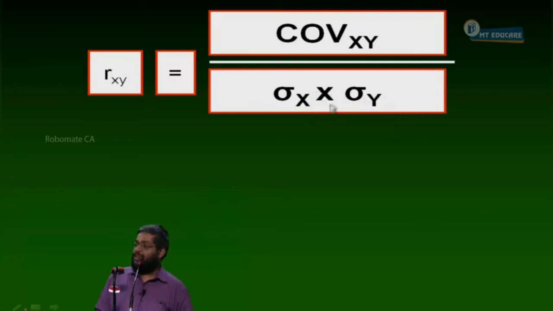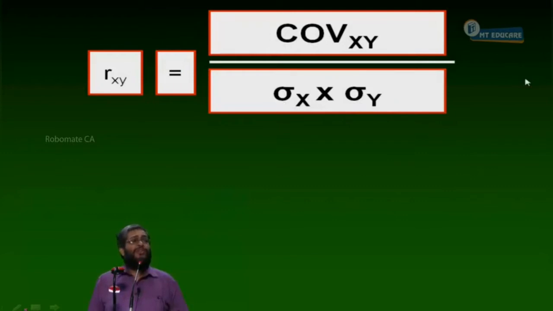Okay, it is sigma x into sigma y. I think you understand or not? I will change later as asterisk sigma x into sigma y. Can I proceed? Now, to calculate correlation, one should know how to calculate covariance or not?